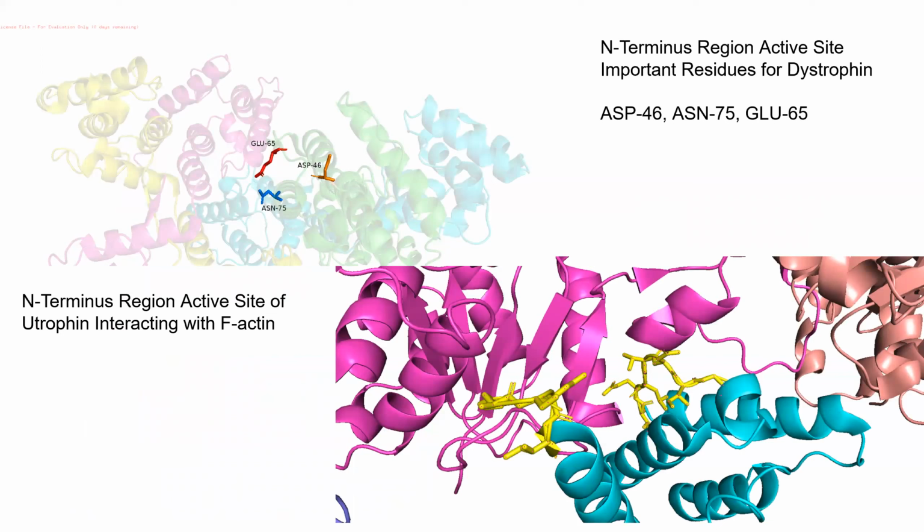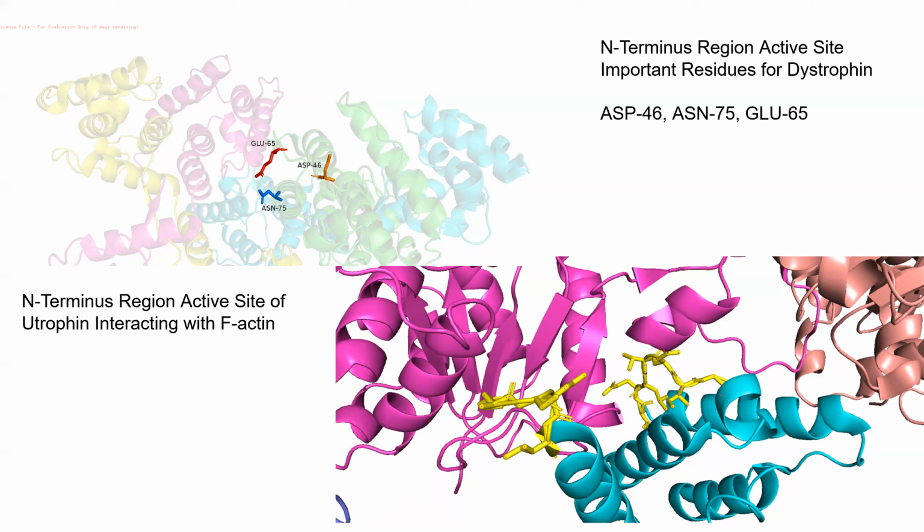From the information that we know about the N-terminus active site of dystrophin, we don't know too much about it, but we can use the homologous active site of utrophin when it interacts with F-actin, for which there is data available of it actively interacting with actin. So we can use that to assume the function of the active site in dystrophin.